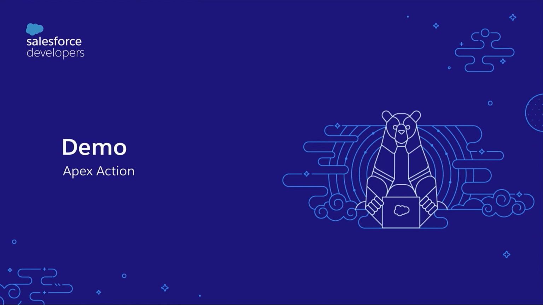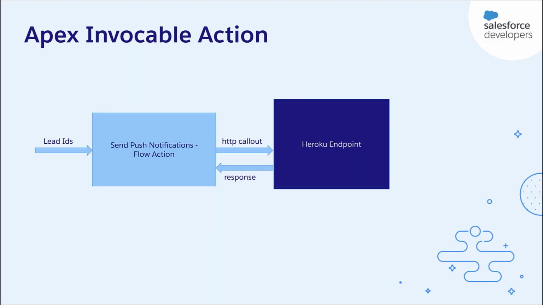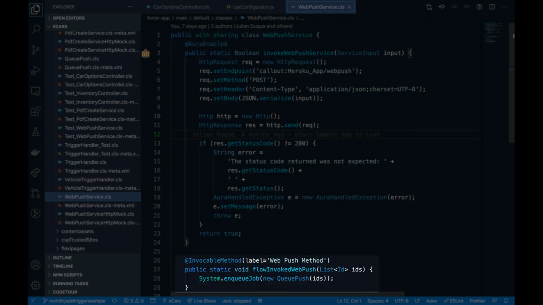Apex classes can be made available as Apex actions if one of their methods is annotated with @InvocableMethod. In the ECars application, we want to provide a flow element that administrators can use to send web push notifications to a third-party service hosted on Heroku. The WebPushService class has a method flowInvokedWebPush that is annotated with @InvocableMethod. Notice that as a best practice, you should provide a label to your invocable Apex method. This helps admins easily find the Apex action.